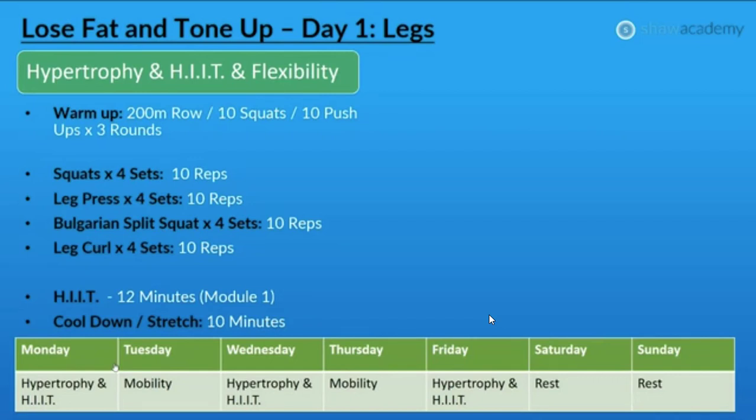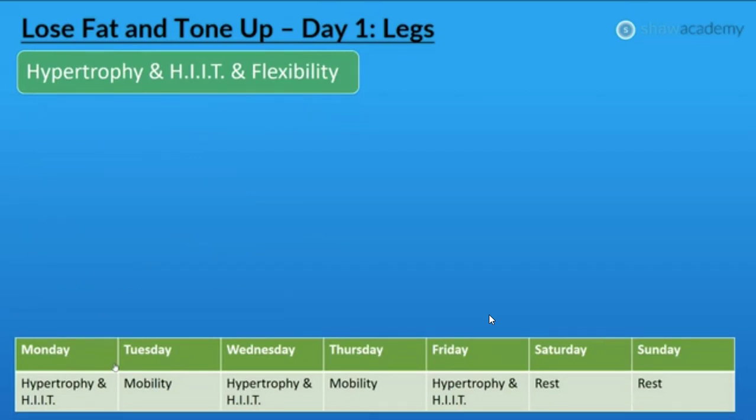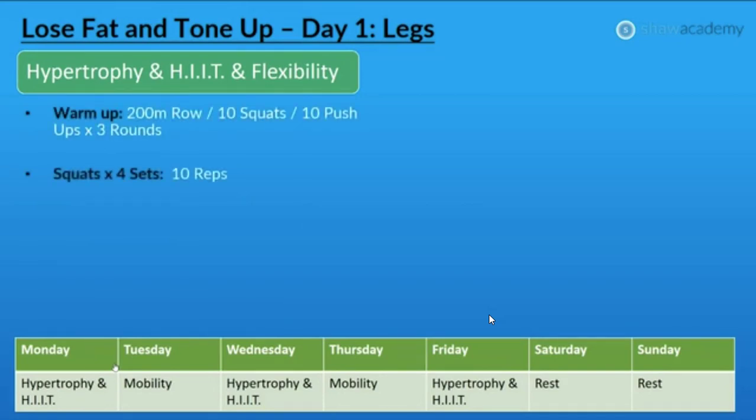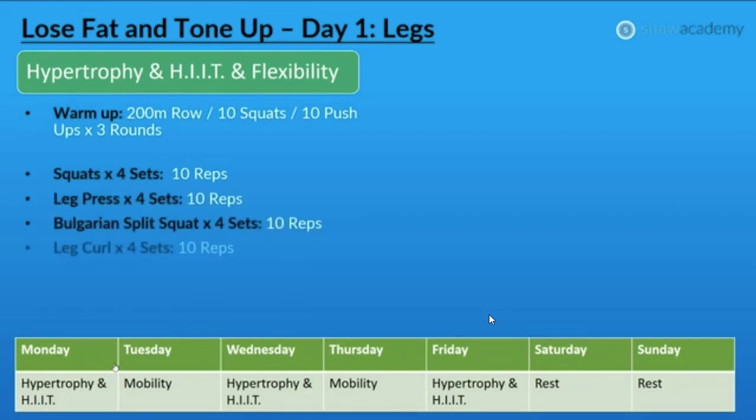Now, what are we actually getting there? Well, let's go back on this. Okay? So we're warming up. And then we're getting our muscular strength there. So squats, leg press, Bulgarian split squats, and leg curl. We're working our muscular hypertrophy there. That component of fitness is our muscular hypertrophy or our hypertrophy.